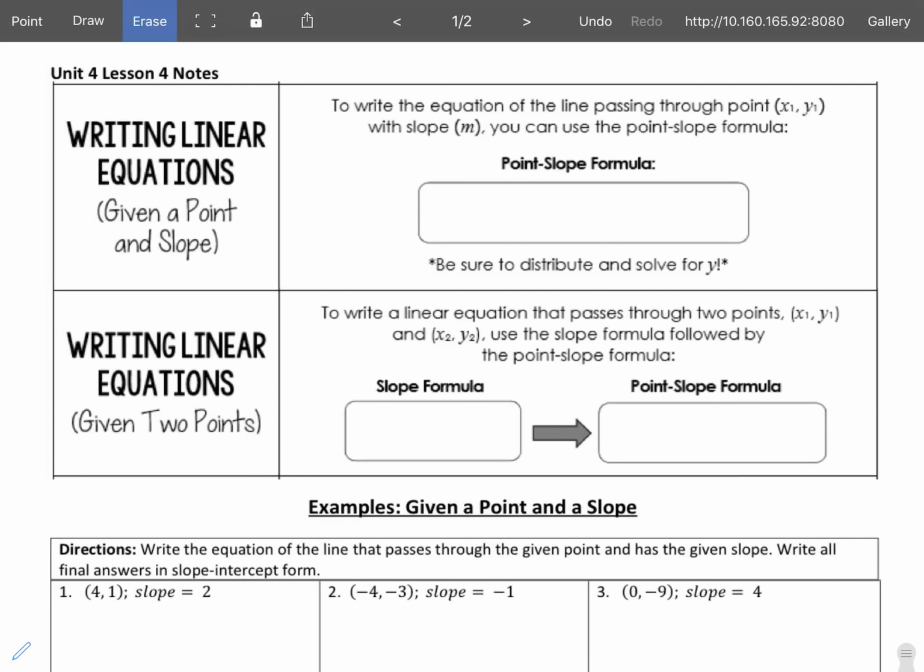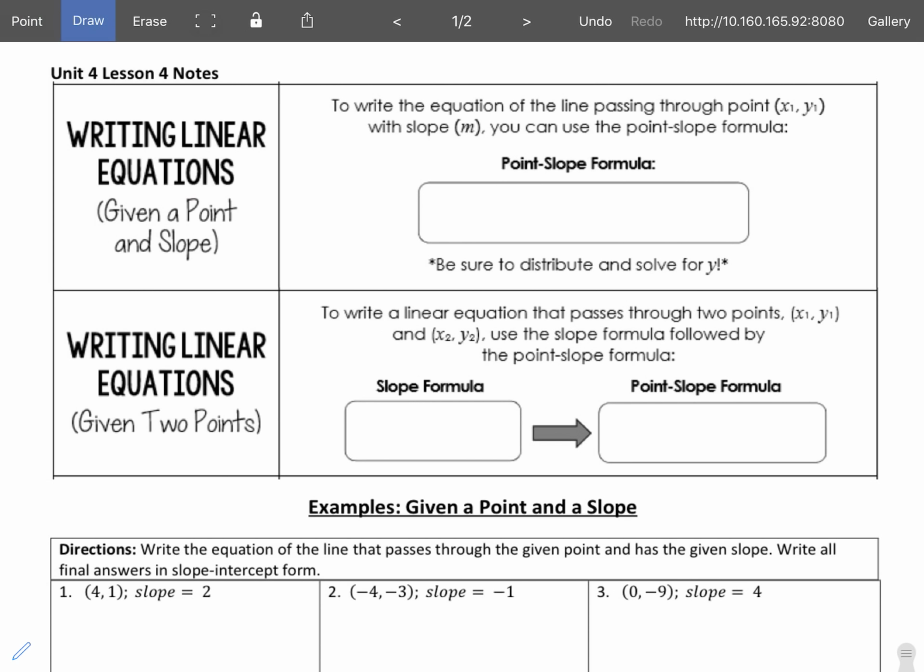Today our lesson is on writing linear equations in two different ways. First, given a point and a slope, and then given 2 points. Okay, so we've already written linear equations in slope-intercept form. Remember, slope-intercept form is y equals mx plus b.